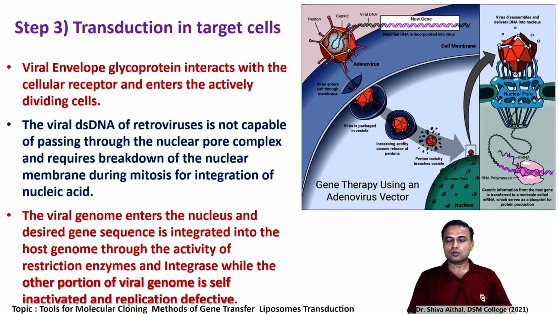Viral envelope or the glycoprotein, as you can see here, the viral envelope. Now the final product, the virus containing your gene of interest, has in its viral envelope the glycoprotein, which interacts with the cellular receptor and enters the actively dividing cells. This is a human cell, let us say. Now this is an example of gene therapy using an adenovirus vector.